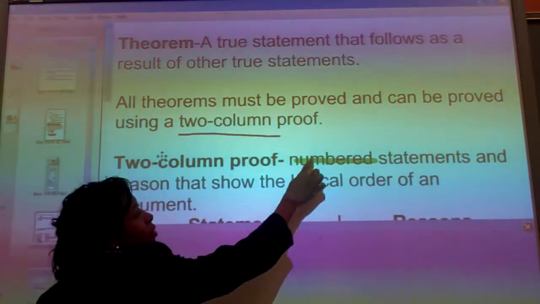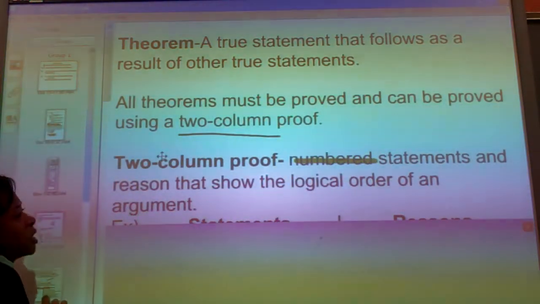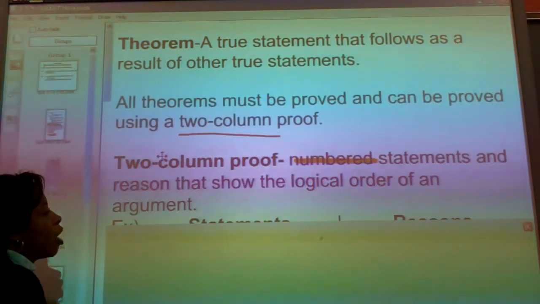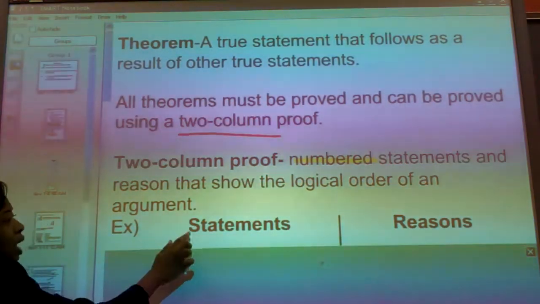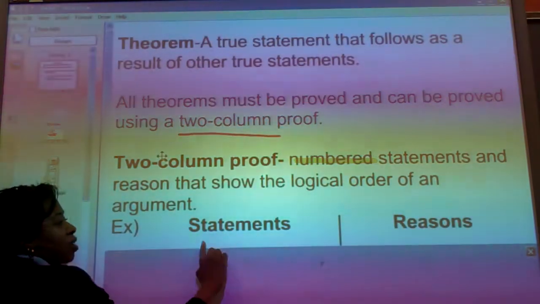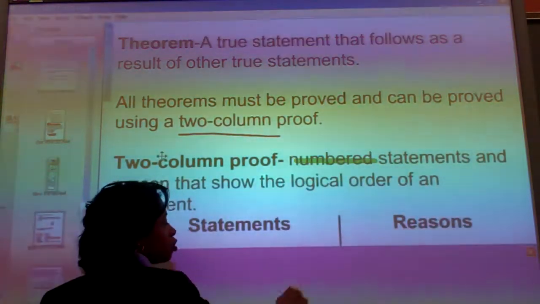2-column proofs are numbered statements and reasons that show the logical order of an argument. And they look like this, for example. On the left side, you have your statements. On the right side, you have your reasons.